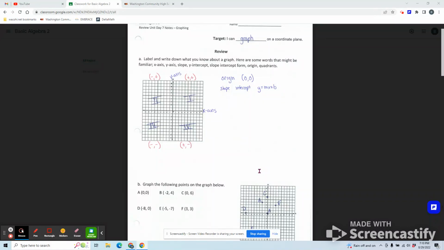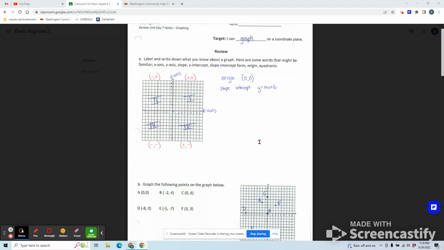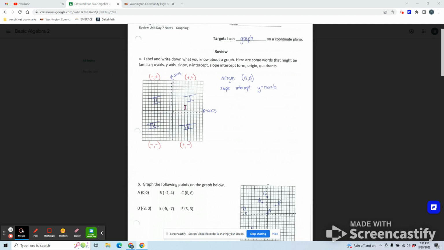Today we're going to learn about graphing on a coordinate plane. So this first part is just a review of what you may or may not have seen before. It's just a refresher. So it's asking you to label what you can. One thing we notice is the x-axis, which is going left to right. The y-axis is going up and down. These are your different quadrants. So 1, 2, 3, 4. Your origin is at 0, 0. And then you got your slope-intercept form, which is y equals mx plus b.